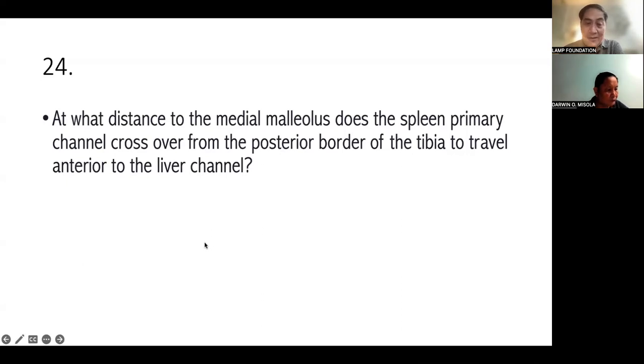Gamitan nyo ng probe. Napaka-effective niya. 8 tune. Okay?